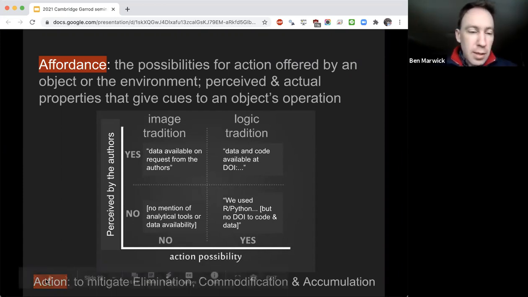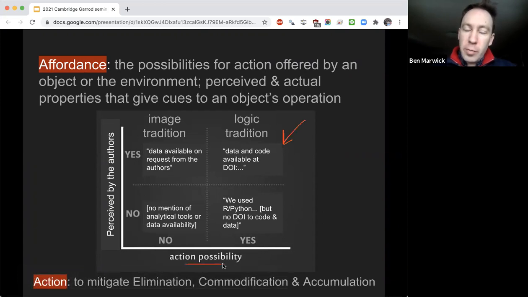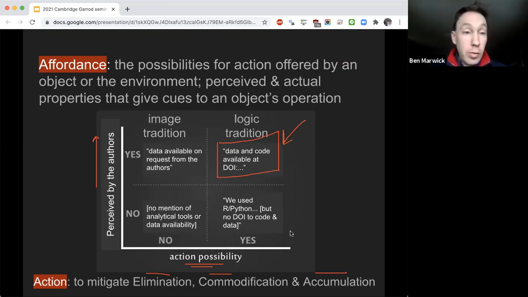And so the ideal place is up here in the upper right, in my opinion. In the logic tradition, you have the action possibility of making the data available, and if you're using code to analyze the data, such as the R programming language or Python or anything that is similarly convenient to share in open source, you've realized the possibility for action for undoing these colonial logics in the use of archaeological data. And you've also, as a scientist, perceived that possibility and done it. So this, I believe, is an ideal state. You've worked in a way that enables sharing of your materials to prevent these three logics, and you've made it clear to other people that that's what you are doing and they can benefit from that.